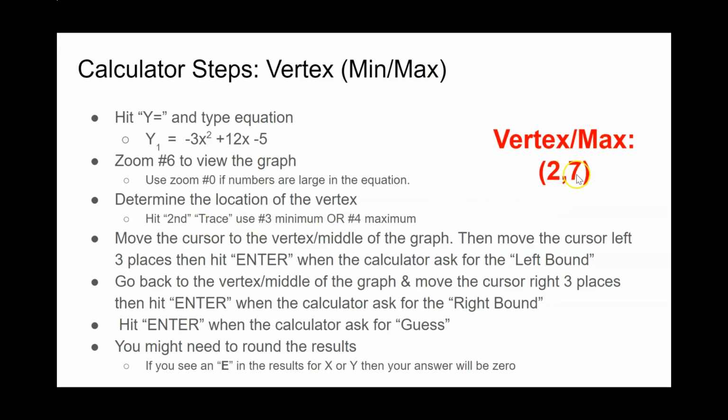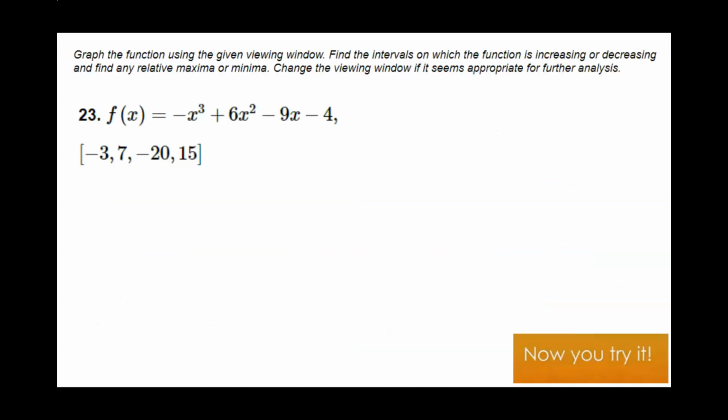So the max in here will be 7. So at x equals 2, the relative maximum will be 7 for this one. At the last sentence on the bottom, if you ever see e as a result with a bunch of numbers, they'll say e raised to negative 13 or something, then that's when you know the answer should be 0. So just anytime you see e in your calculator as a result, the answer should be 0.